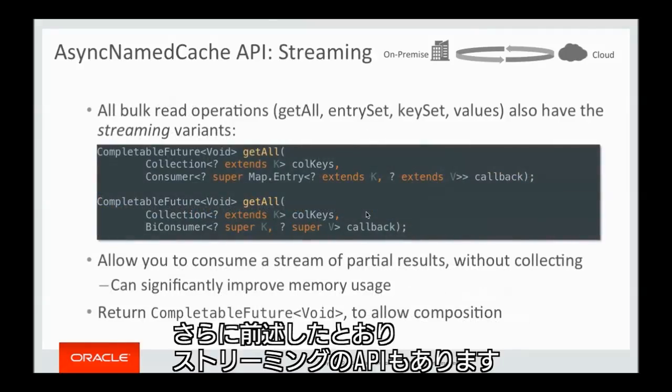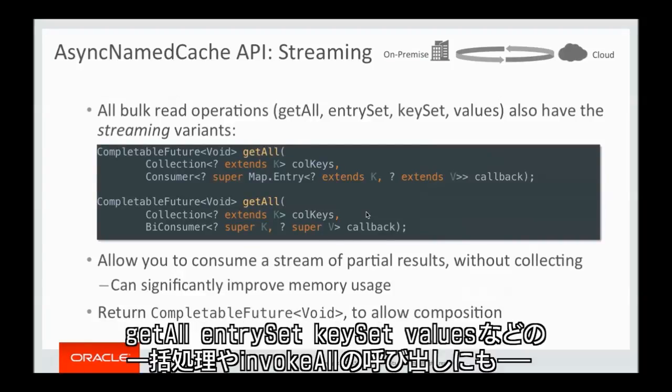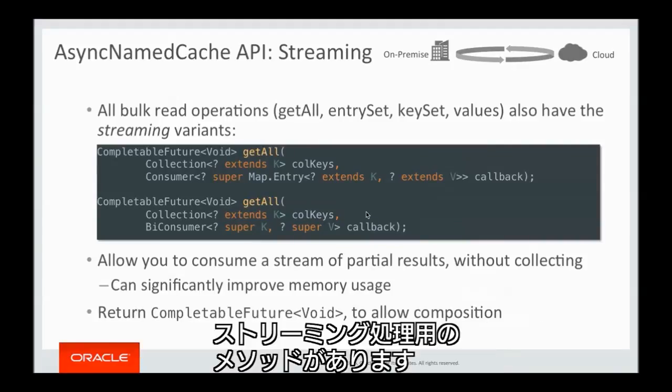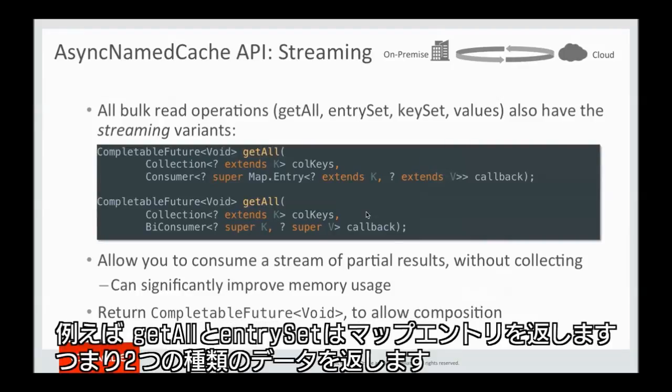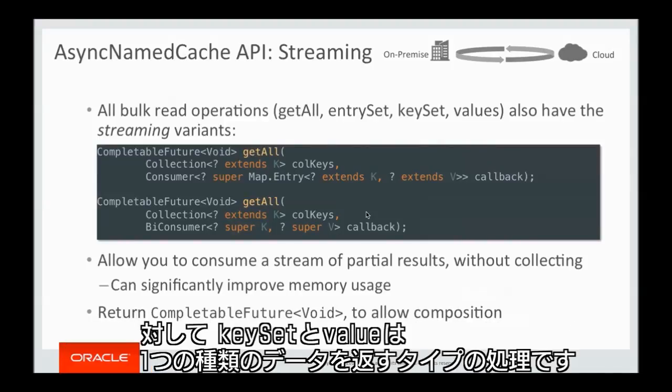In addition to that, as I mentioned earlier, we provide a streaming API. All bulk read operations such as getAll, entrySet, keySet, values, as well as invokeAll, also have streaming variants. And those usually come in two shapes, depending on what we are returning. So for getAll and entrySet, for example, which return map entries, you will see these two variants. For keySet and values, there will be only one, because they only return one thing.